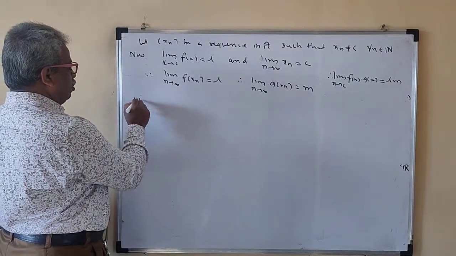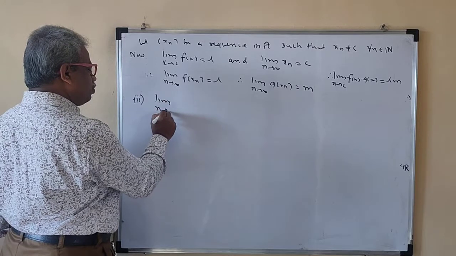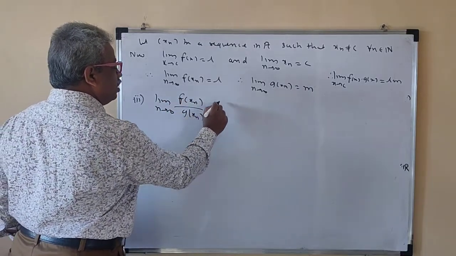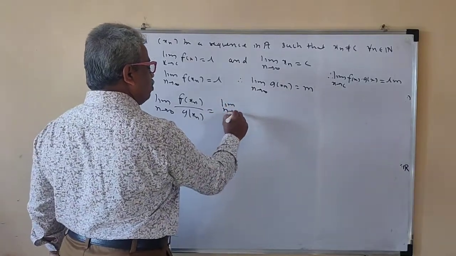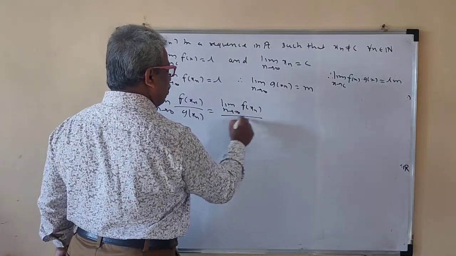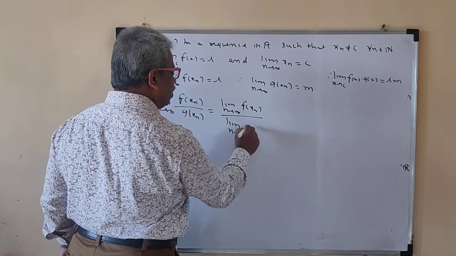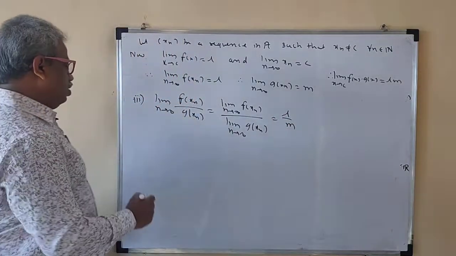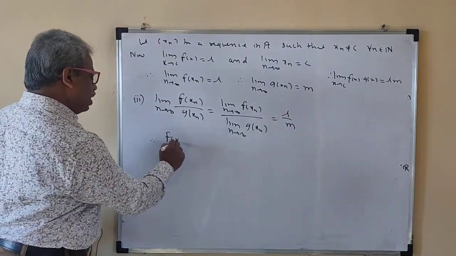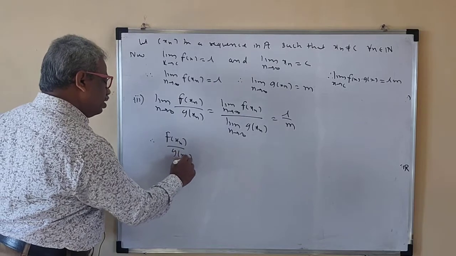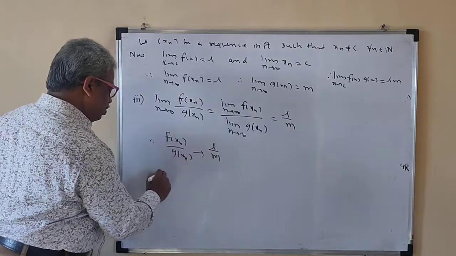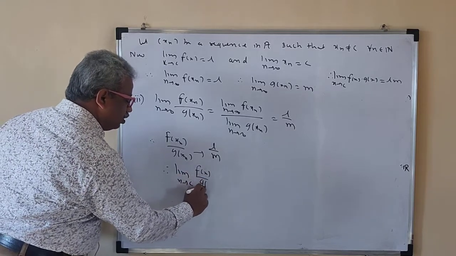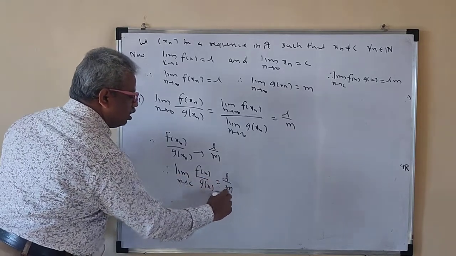The third one: limit n tends to infinity, f of xn upon g of xn is equal to limit n tends to infinity f of xn upon limit n tends to infinity g of xn. This is L upon M. So therefore f of xn upon g of xn tends to L upon M. So therefore limit x tends to c, f of x upon g of x is L upon M.